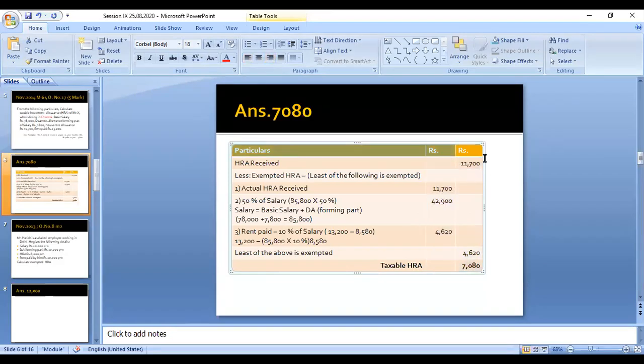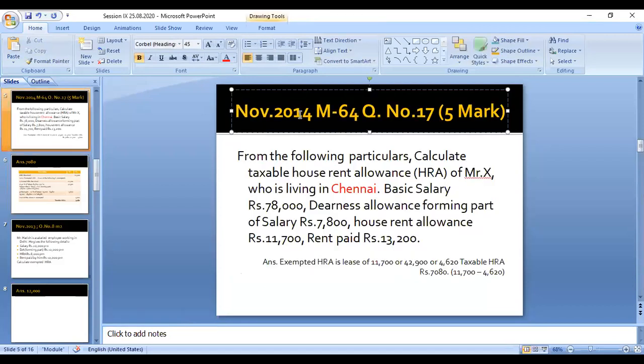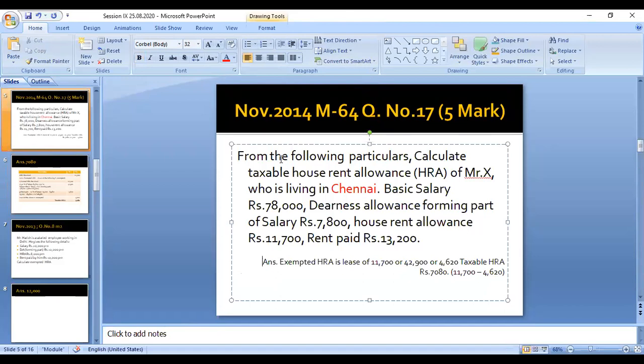Again I will tell you the problem. This is the problem from the previous question paper, 2014 November, question number 17, a 5 mark question. What did they ask? From the following particulars, calculate taxable house rent allowance. The HRA of Mr. X, who is living in Chennai.